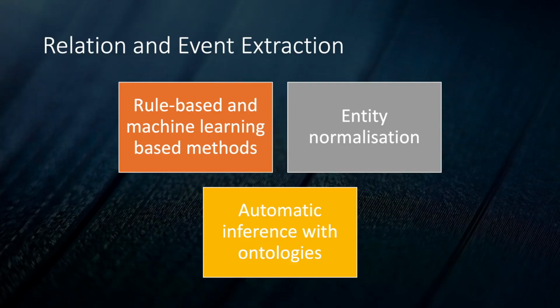Information extraction could also be both relation and event extraction. For that, there are rule-based and machine learning-based methods. Entity normalization enhances the usability of information, for example, linking products to product database identifiers. And the extracted information can serve as a starting point for automatic inference with ontologies.